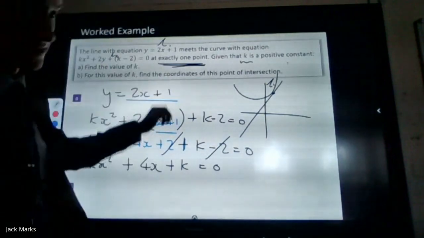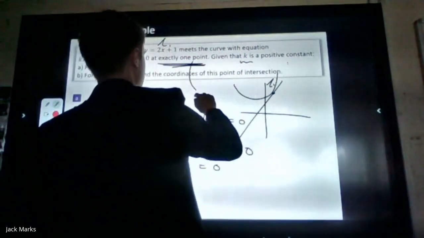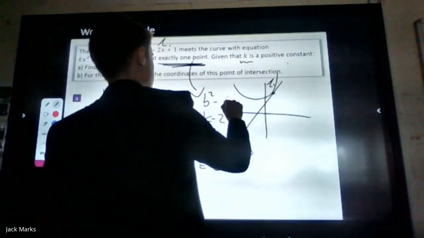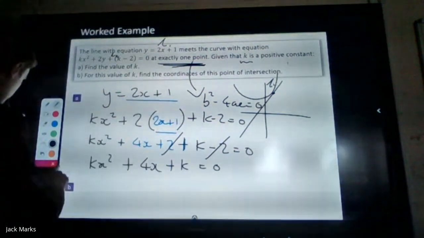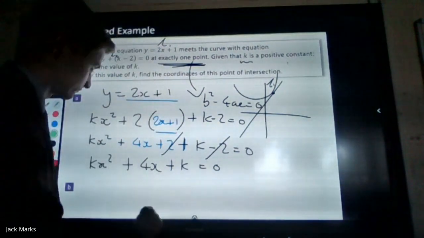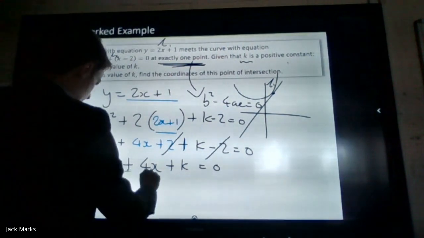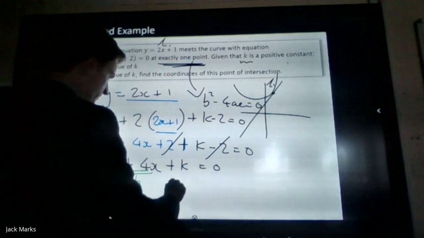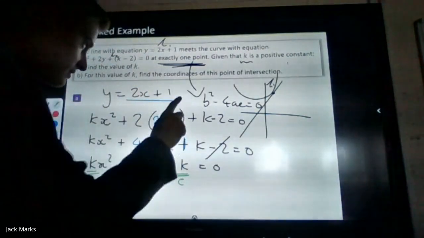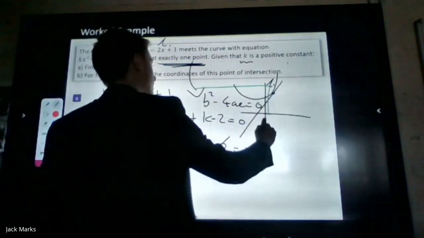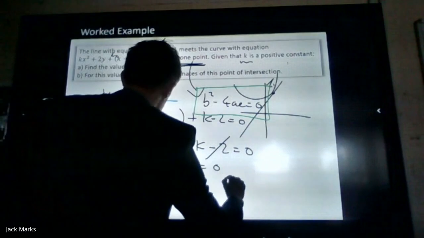Have I used the fact that they touch at one point yet? No. So this means that b squared minus 4ac should be equal to 0. So here's what you do. You underline each part. A is k. B is positive 4. C is positive k. Okay? And now we substitute them into this one here. So b squared is 16.